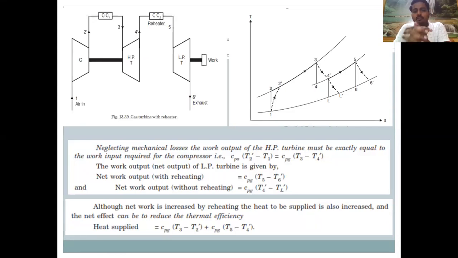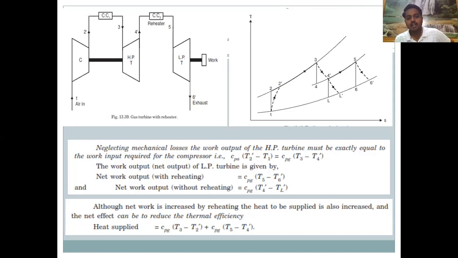Okay, now neglecting the mechanical losses, the work output of the high pressure turbine must be exactly equal to the work input required for the compressor. That's why CPA (T2 dash minus T1) is equal to CPG (T3 minus T4). Okay, here I am notifying all the things. Now the work output, that is our net output of the LP turbine, means the work developed by the low pressure turbine, is nothing but our actual work done. Okay, net work output is CPG (T5 minus T6), that is our low pressure turbine between state 5 to 6.